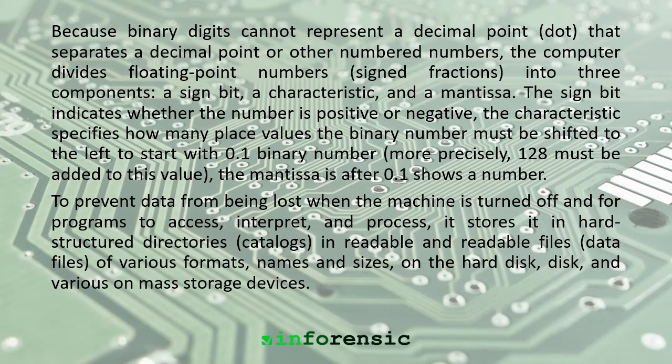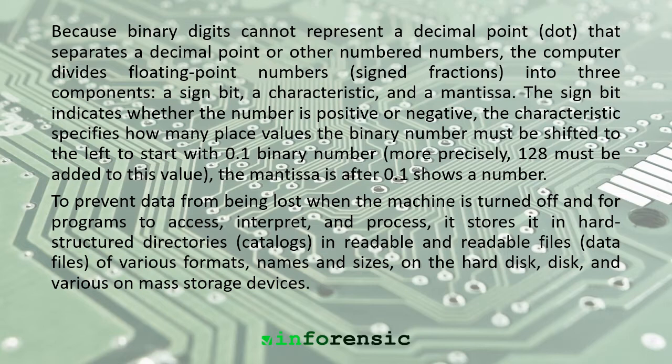Because binary digits cannot represent a decimal point, the computer divides floating point numbers, signed fractions, into three components: a sign bit, a characteristic, and a mantissa. The sign bit indicates whether the number is positive or negative. The characteristic specifies how many place values the binary number must be shifted to the left to start with 0.1 binary number. More precisely, 128 must be added to this value. The mantissa is the number shown after 0.1.